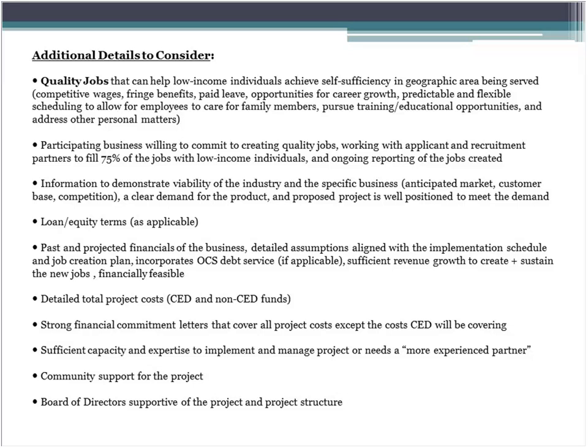You need information to demonstrate viability of the industry and the specific business. You'll need to be able to describe the anticipated market, the customers, the competition. You'll need to show that there's a clear demand for the product and that the project is well positioned to meet the demand. This is going to look totally different for each project, whether it's a supermarket project or manufacturing expansion or a daycare business. But in all cases, you need to present specific information to show there's a sufficient market for the business to achieve and sustain the level and quality of job creation that's being proposed.